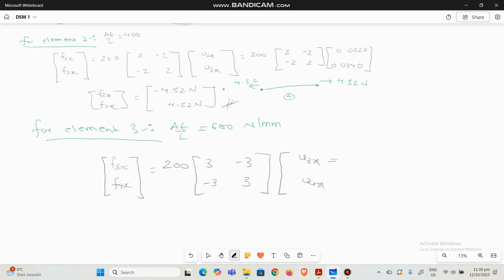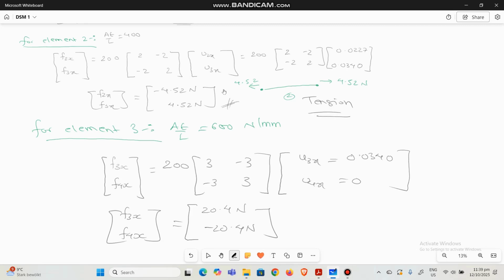What is the value of u3x? We found out 0.0340, and u4x is 0 because it is a fixed support. After solving, you get f3x and f4x as plus 20.4 Newton and minus 20.4 Newton. Element 2 is also in tension.